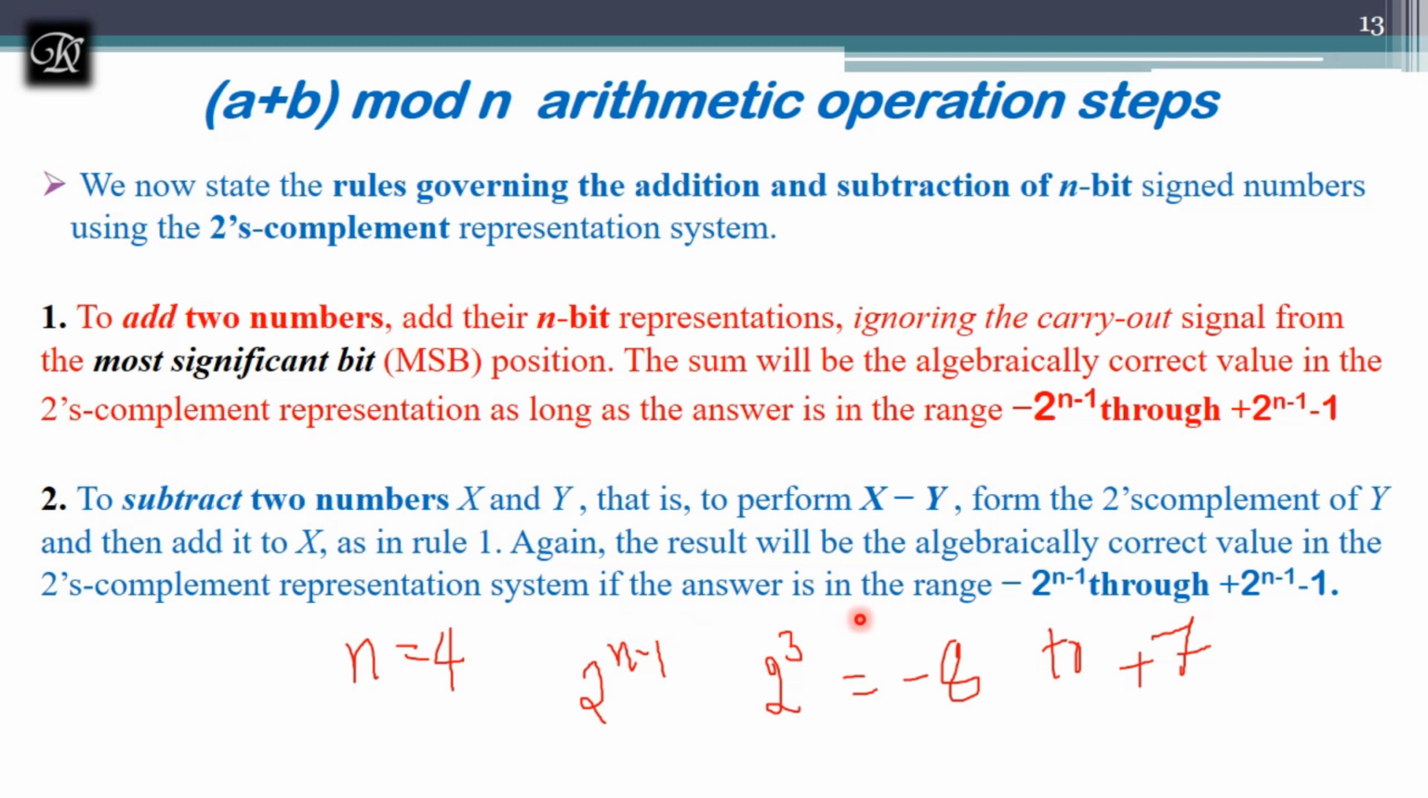If the answer is in the range negative 2 to the power of n minus 1 through positive 2 to the power of n minus 1, minus 1. So let's see some examples on this.